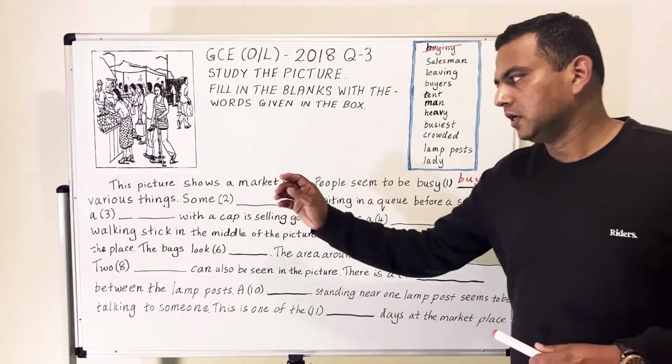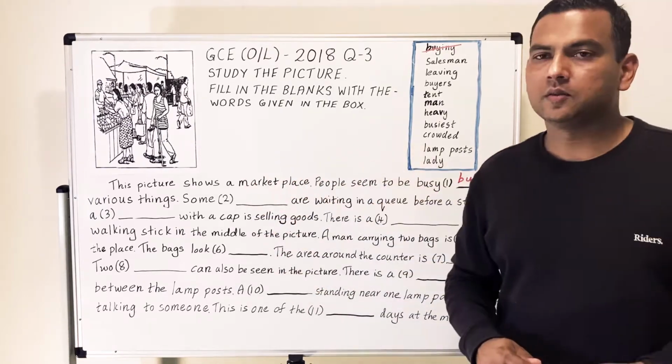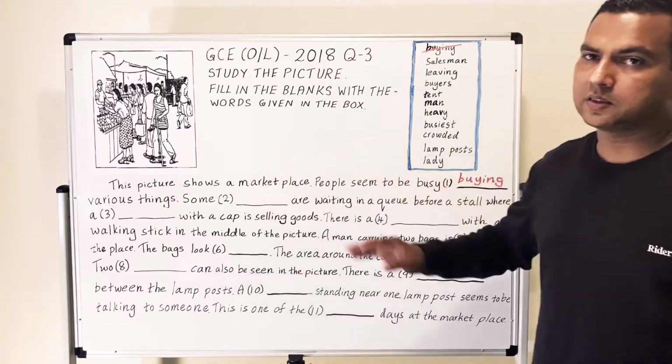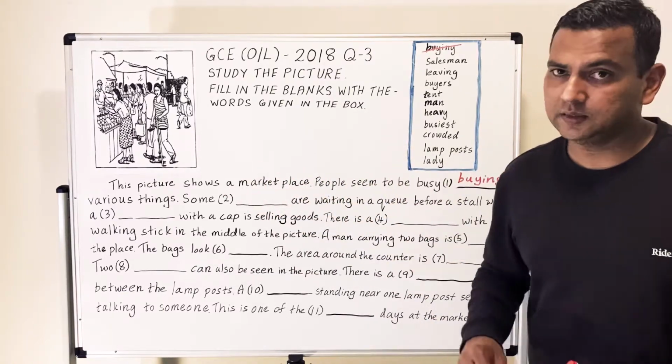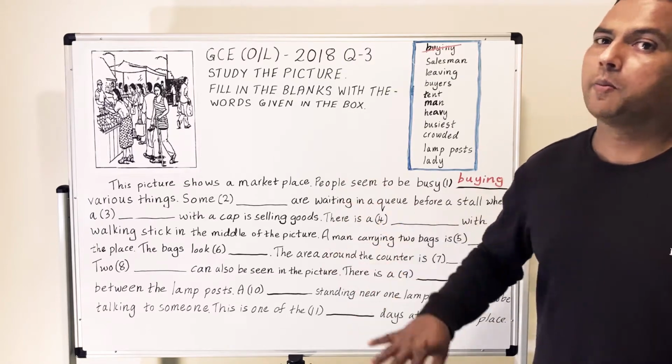So let's look at this paragraph. This paragraph is comprised of a lot of sentences. In the English language, every sentence is either in active or passive voice.